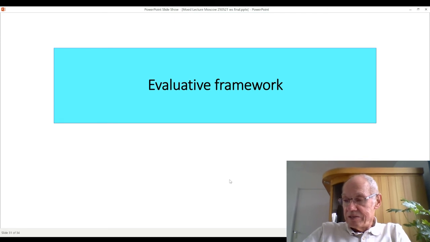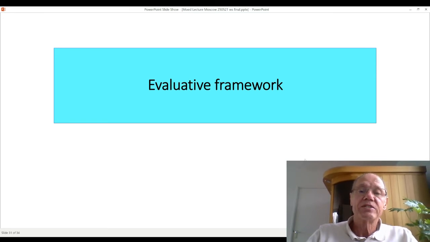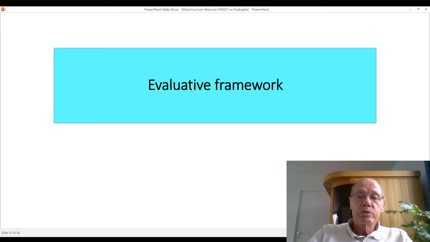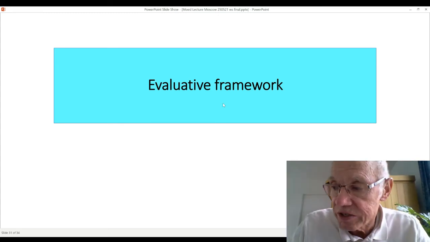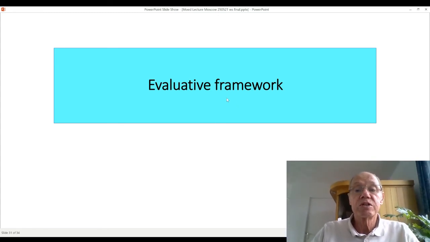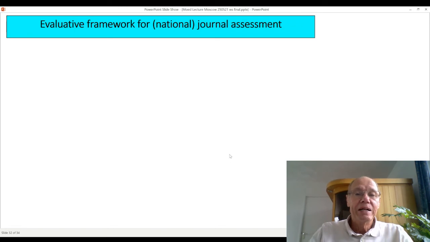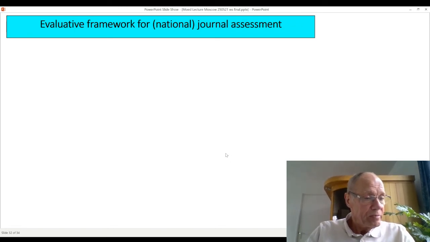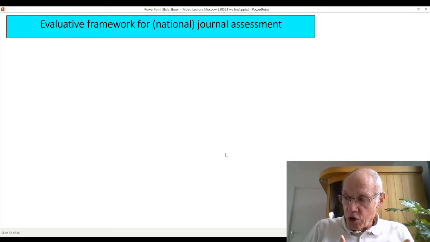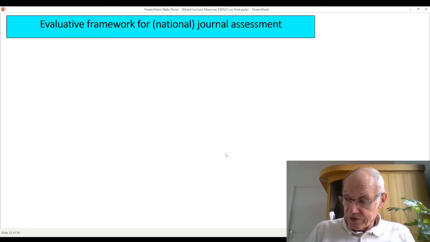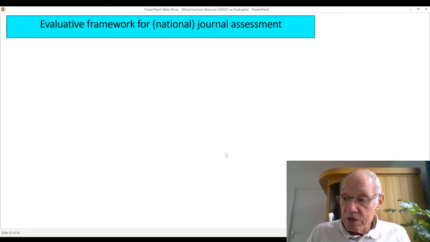Finally, let me discuss very briefly in the time that is remaining, a few minutes, something about the notion of an evaluative framework and about the overall limitations of the use of metrics in the assessment of journal performance and especially in the assessment of research performance. An evaluative framework is very important because it specifies the norms or the values that are relevant, and it defines the norms that have to be taken into account in an assessment.